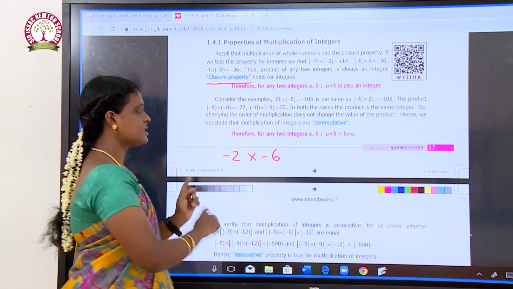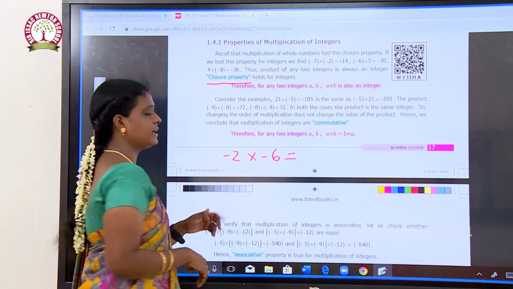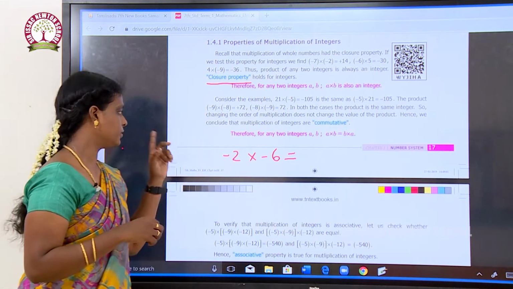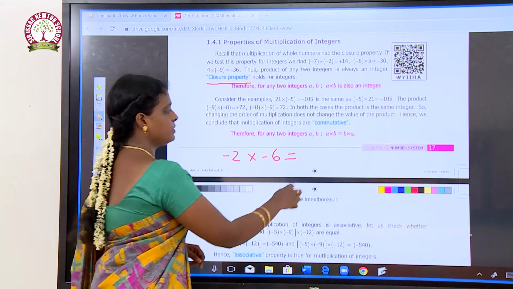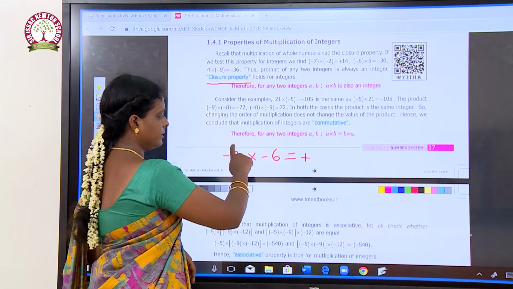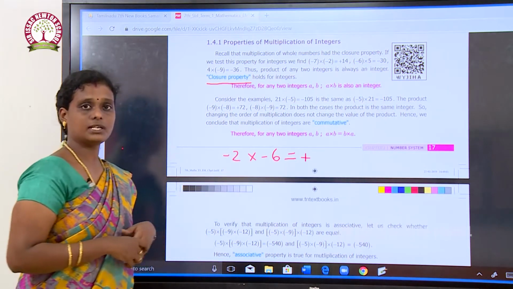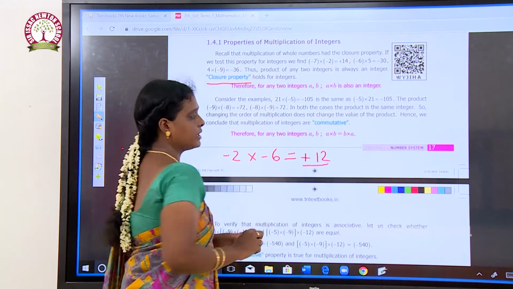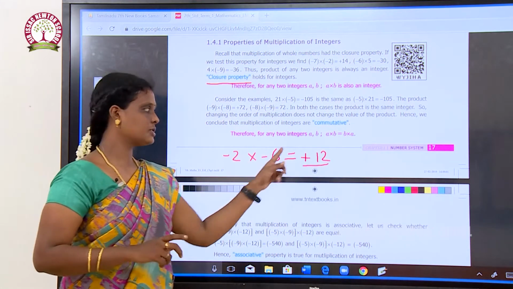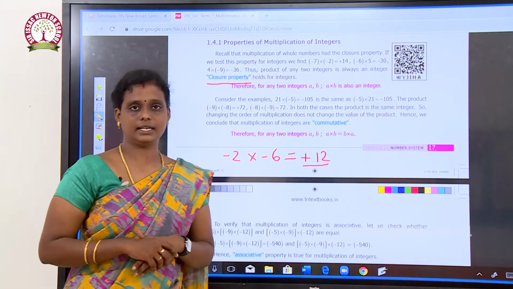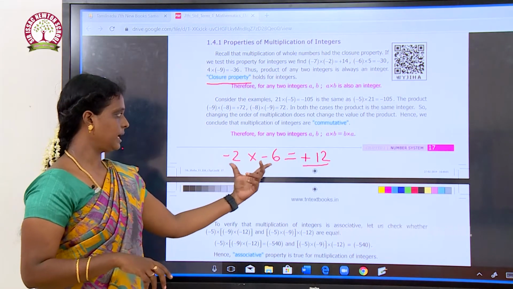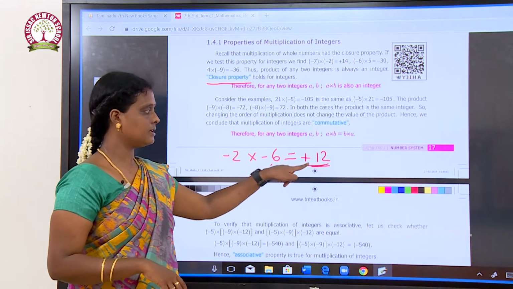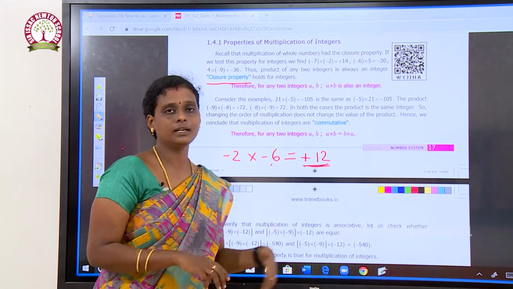So what is the answer for this? What is minus 2 into minus 6? Can you tell me? I have already told you the rules. Minus into minus will become plus, and then 2 sixes are 12. So we got the answer 12, and 12 is also an integer, right? We have multiplied two integers, and we got an answer that is also an integer.